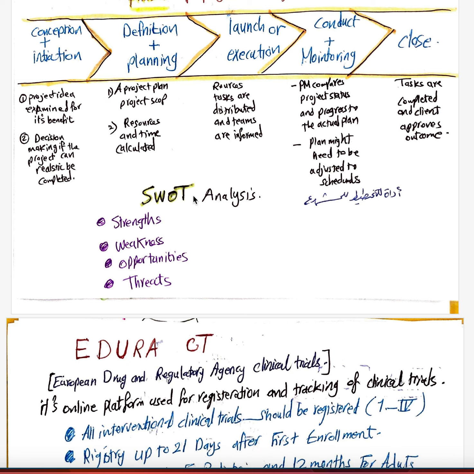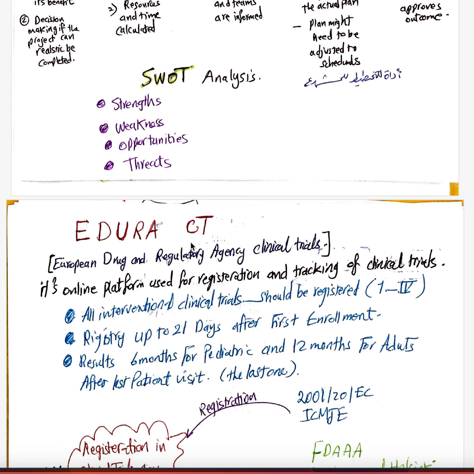Again, I told you about the SWOT. Again, that is not only related to the clinical trial because we can use that in our lives. So S, strengths, W, weaknesses, O, opportunities, T, threats analysis.